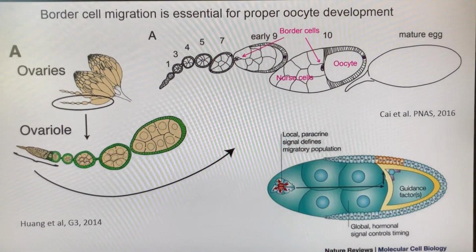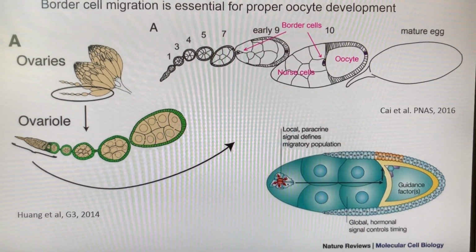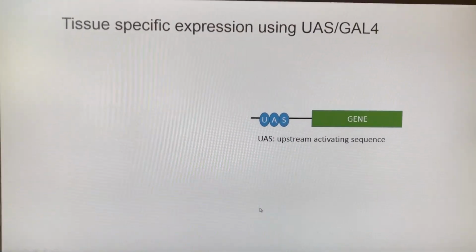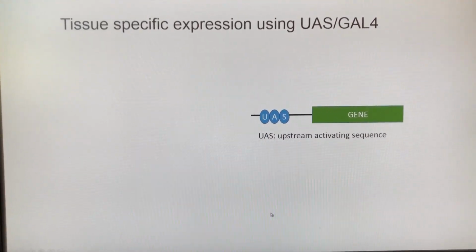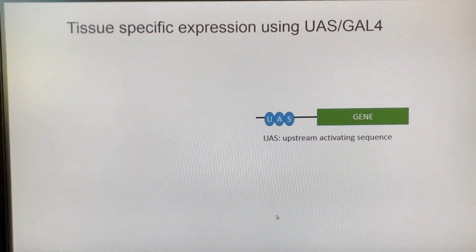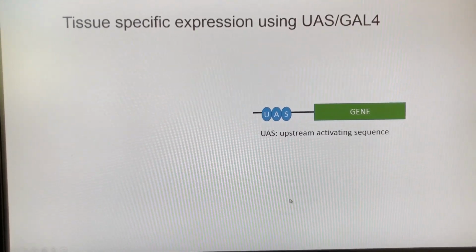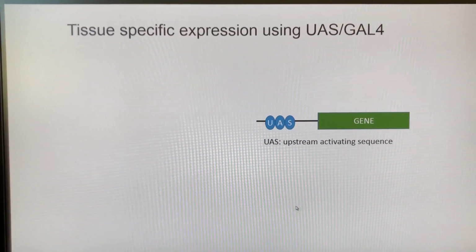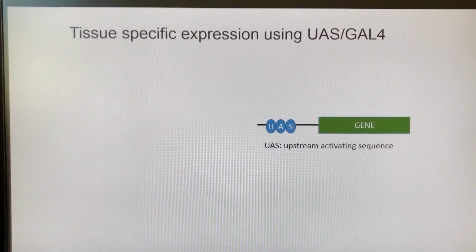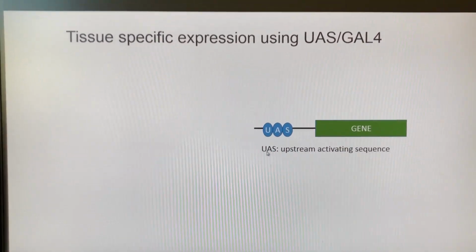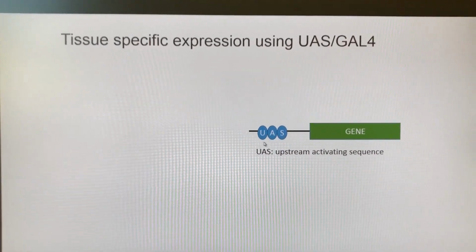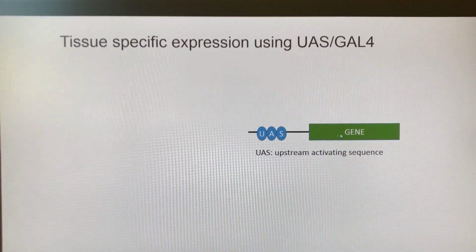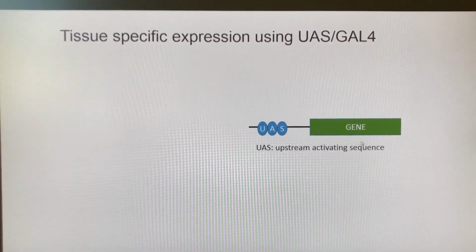But in order to understand the paper, there's one technique that they sort of use over and over again, and it's a technique to look at tissue-specific expression of a gene product, and it's the UAS-GAL4 system. So I'll just briefly talk about it here, and we'll talk more about it on Friday. You may have already learned about it in G3, and if you have, then this will just be a refresher for you. But the idea is that there is a sequence, which is the UAS, the upstream activating sequence, that allows for expression of this gene product.